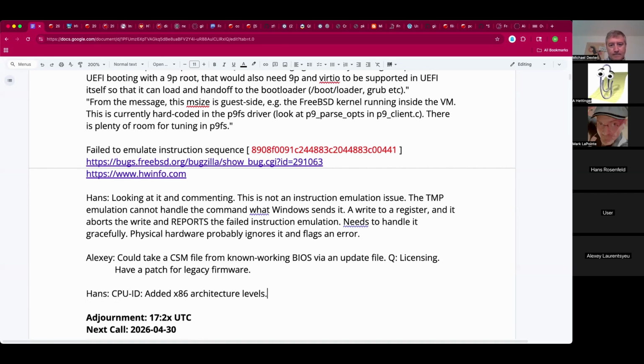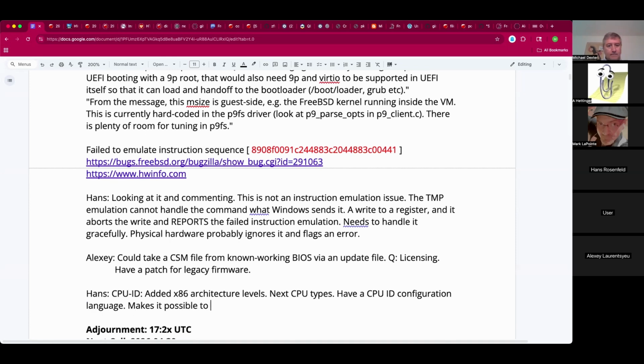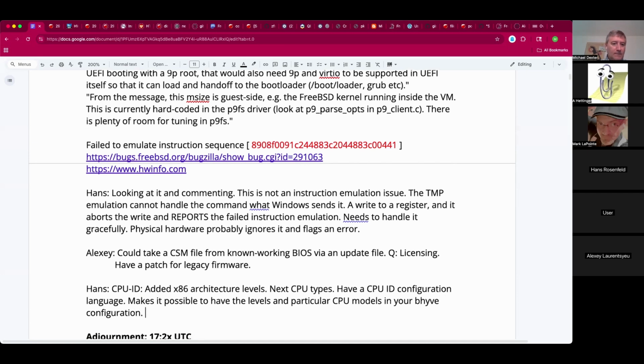And I figured I have added this really nice CPU ID configuration language, which allows you to turn bits on and off the way you want it. That in turn makes it possible for us to deliver the x86 architecture levels as well as particular CPU models as configuration file snippets that can be included in your bhyve configuration and do the right thing. So I'm currently working on exactly this.